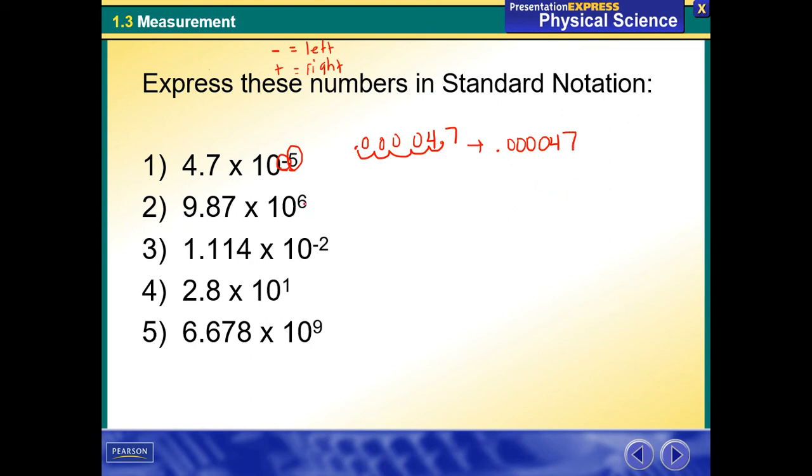Here on this example, note that this tells me I'm moving it 6 times. Since it's positive, I'm going to move it to the right 6 times. So here I have 1, 2, 3, 4, 5, 6. Fill these in with zeros. Note when you rewrite the new number, the decimal has changed places, so please don't write it in the old place.